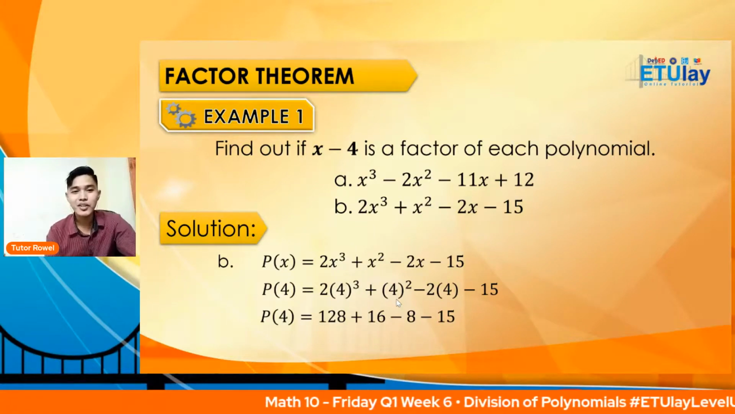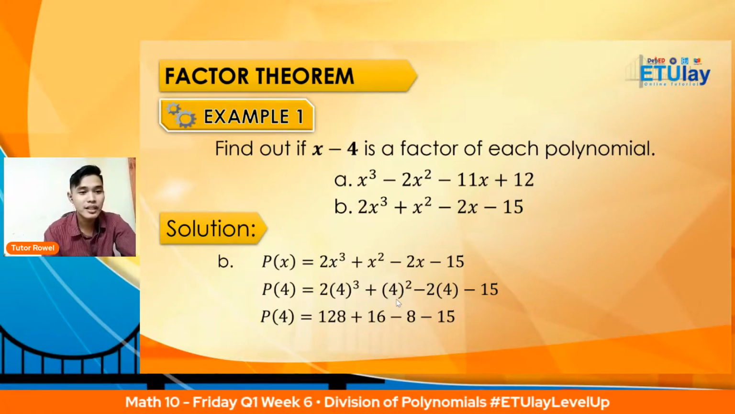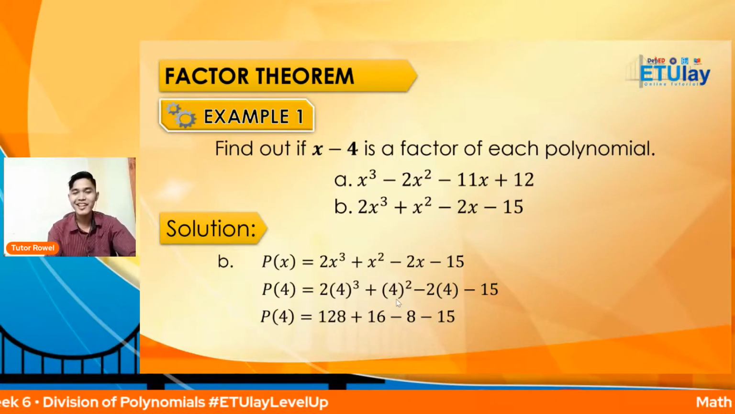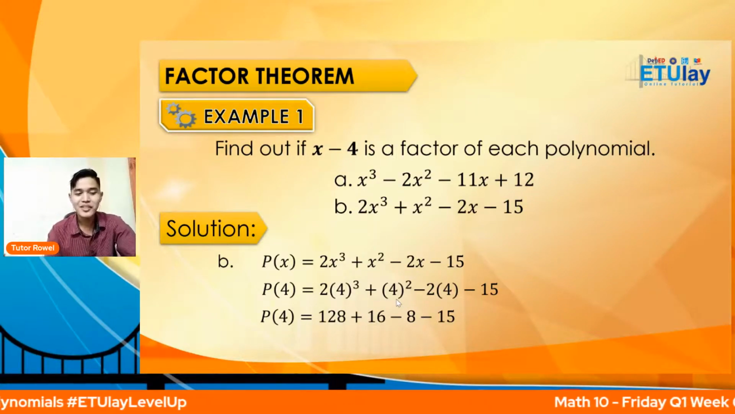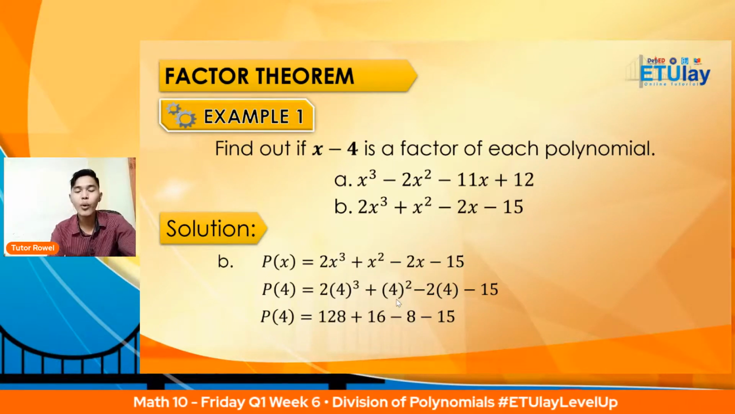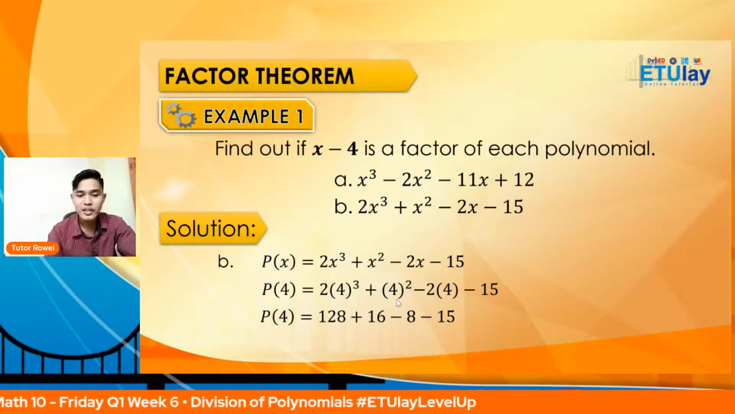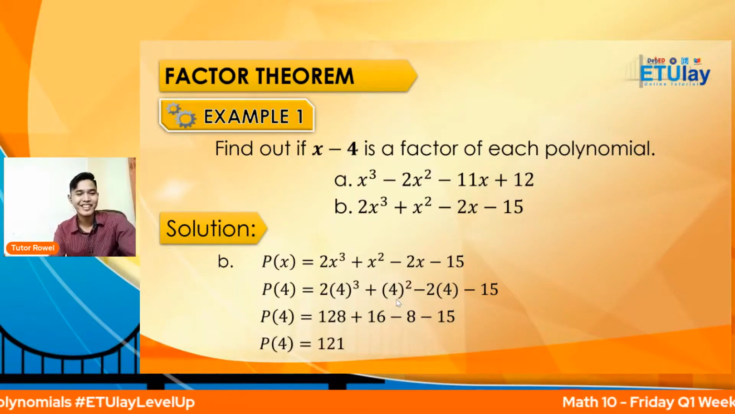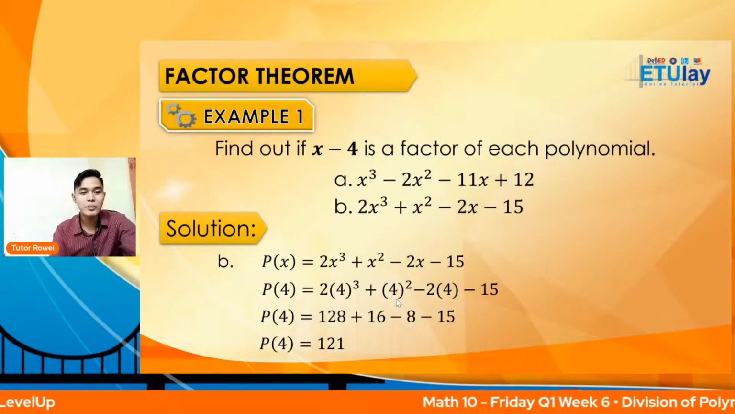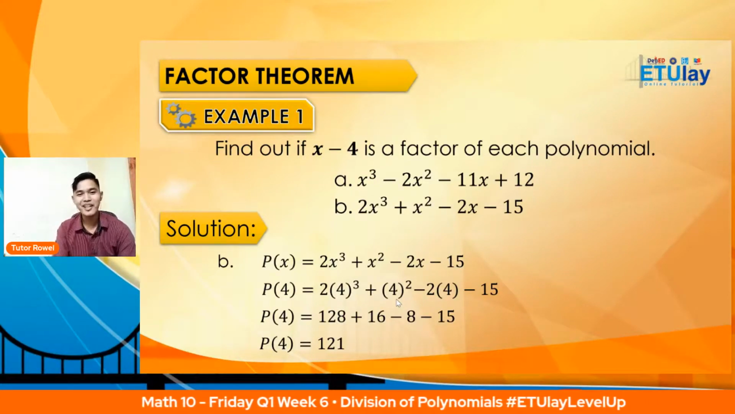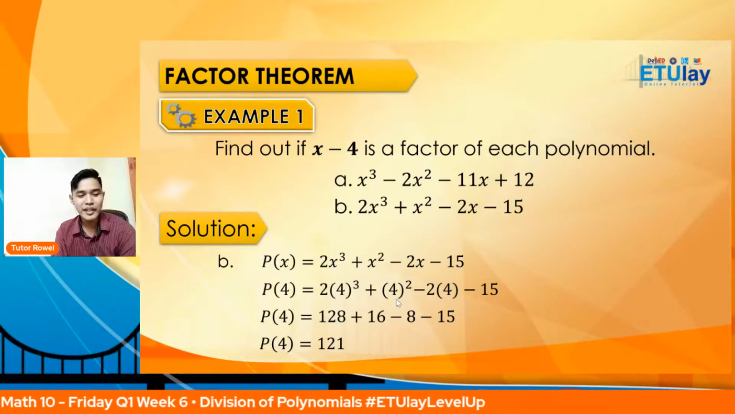Minus 15. Okay, may sagot agad si Jonard Paulite and Julie May. 0 daw. Oh, ang bilis makasolve. Tingnan nga natin. 128 plus 16 is 144. 144 minus 8 is 136. 136 minus 15 is 121. So, very good si Hanilyn Tolentino. P sub 4 is 121, not a factor po. Okay, yung iba para nagtsamba. Okay. So, P of 4 natin is 121.